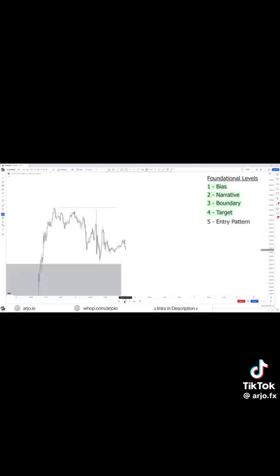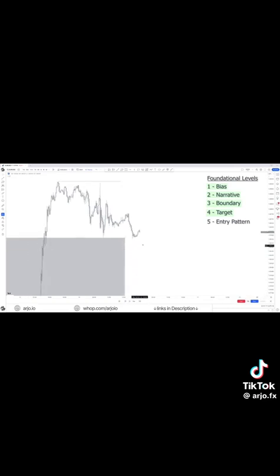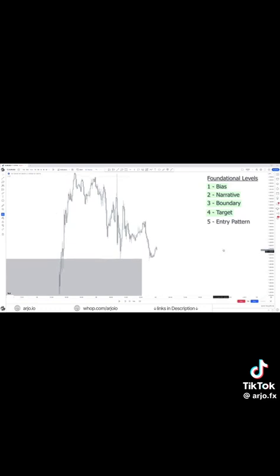So we have boundary set right there. Perfect. We have the target set right there. All right, perfect. Then what is it time for? It is time to wait for that discount array, the daily fair value gap, to be traded into, to then potentially show us our entry pattern. So if we now dive into the 15-minute time frame, we can see that we are slowly getting into that daily fair value gap right there, and now we can expect higher prices off of that.